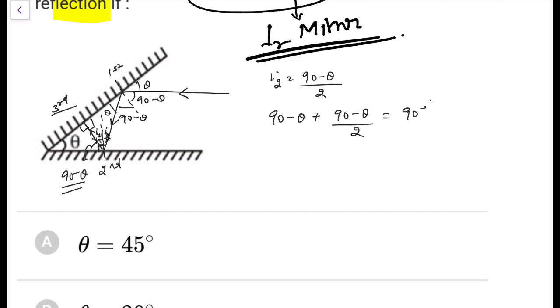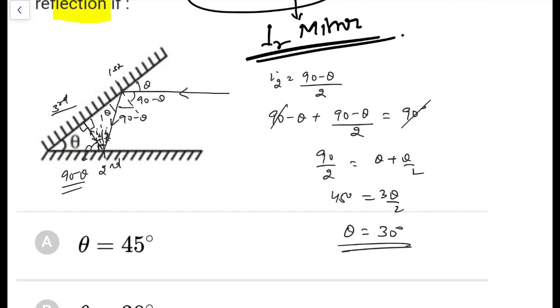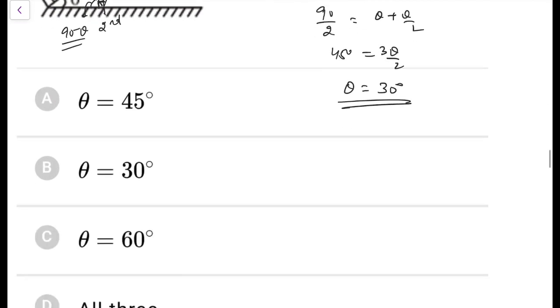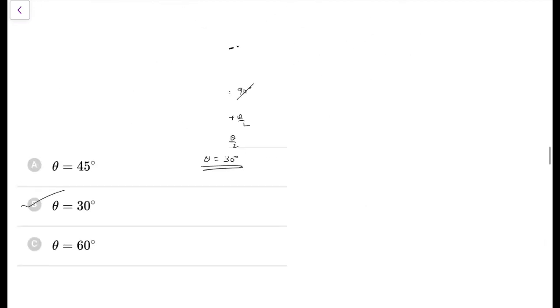Going by this, 90 gets cancelled, so 90 by 2 equals theta plus theta by 2. So 3 theta by 2 equals 45 degrees. So theta equals 30 degrees. That is what we are going to get in this case. So go with option B for this question. Next one. Very nice one.